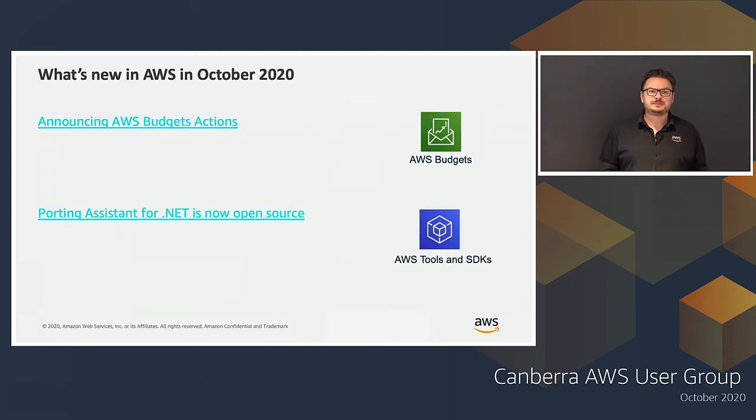Next, we've announced AWS Budgets Actions. This one's really interesting. Have you ever had a scenario where you put a budget in and you say, I would like to be notified when we're forecasting to go over that budget this month, so that when you get notified, you can go and take action based on that?